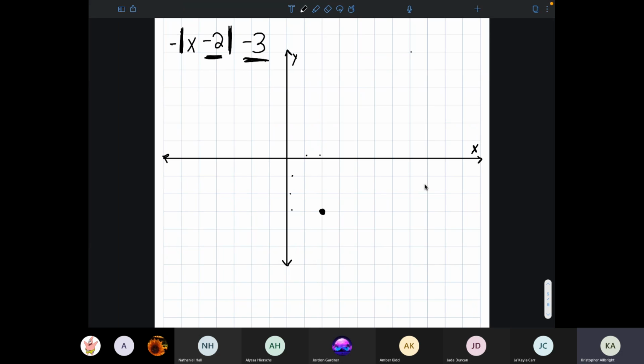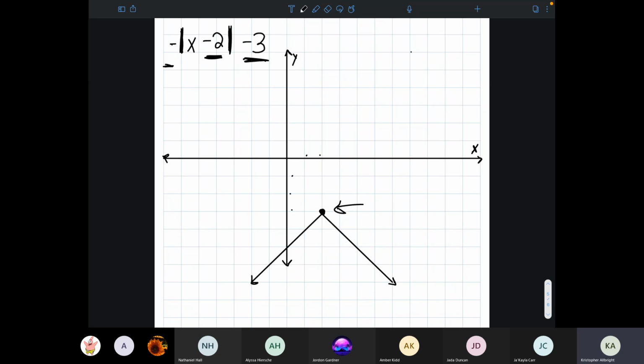Okay, so the other thing that I see is that we have a negative out front. And the negative out front is going to make it go down instead of up. So it's going to look like this. So that's the actual graph of it. This is a maximum value because it's on top. The vertex is at 2, -3. And what else does it want to know?